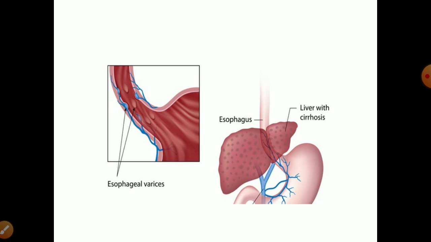Here is a picture of esophageal varices. In portal obstruction, due to backflow of blood through the venous plexus in the submucosa of lower end of esophagus into the systemic circulation, the submucous venous plexus become varicosed. They are called esophageal varices. It can give rise to massive hemorrhage if ruptured.